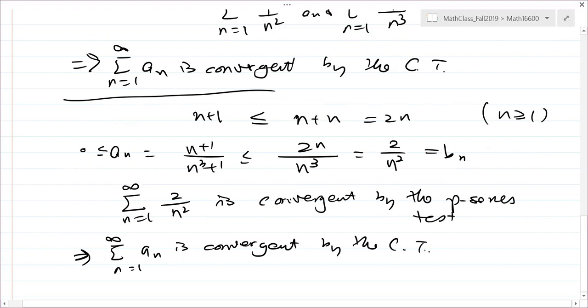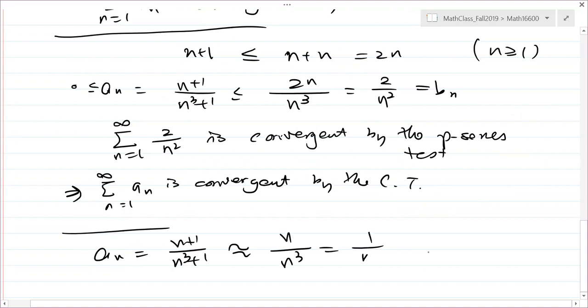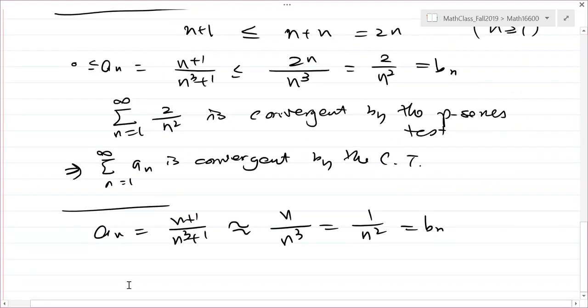But for this problem, maybe you should use the limit comparison test. The limit comparison test requires less knowledge in mathematics, you just find the limit. First of all, you get rid of all the unwanted terms, n plus 1, n cubed plus 1, and you get n over n cubed, which is 1 over n squared, which is bn. The limit is still 1. Then you use the limit comparison test, and you can show that.